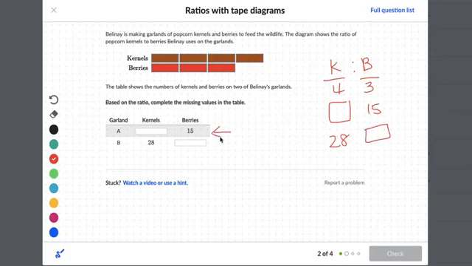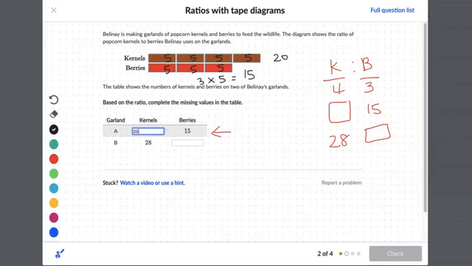Okay, let's start with this first one first. There's 15 berries, and there's 3 boxes for the berries. So what number has to go in each of these 3 boxes to get to 15? Well, we know 3 times 5 gets us to 15, so 5 should go in each of these boxes. So then it's 5 plus 5 is 10, 10 plus 5 is 15. So that means 5 goes in each of these boxes as well. We want to keep it equivalent. 5 plus 5 is 10, 10 plus 5 is 15, 15 plus 5 is 20. So we're really trying to figure out what number goes into that box. So this would be 20.